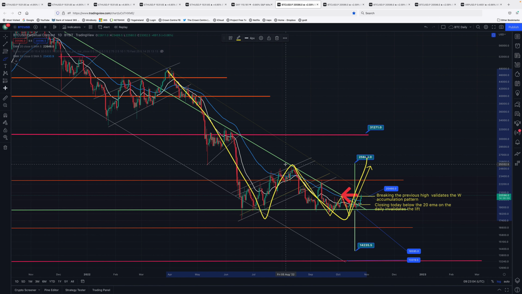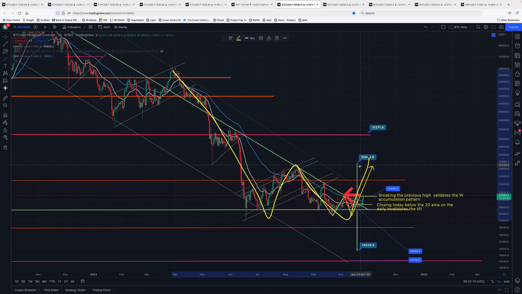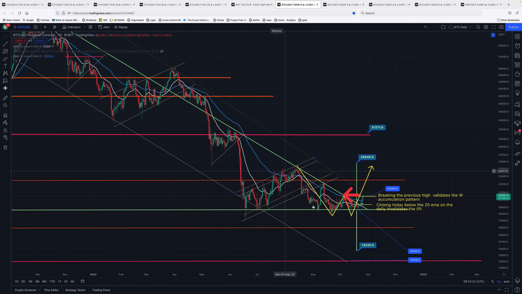For that W to be validated, we would need the breaking of the 25K. So we've got two accumulation patterns: the small one that we've just validated now, and the bigger one that we haven't yet validated en route to 31K. So this is the daily story. This is the daily trend.